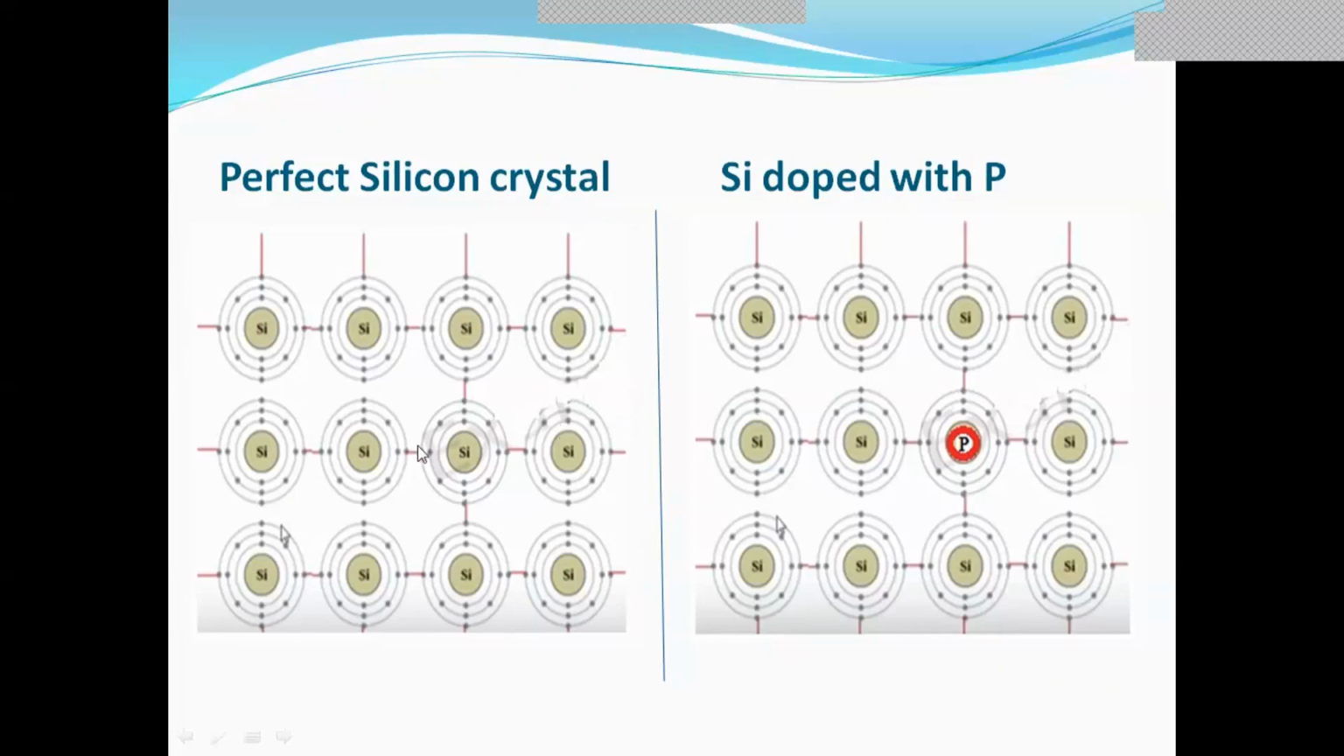So everywhere here you can see each silicon is bonded to 4 neighboring silicons with 4 of its valence electrons. Here too it is the same, but phosphorus has come in place of one silicon atom.